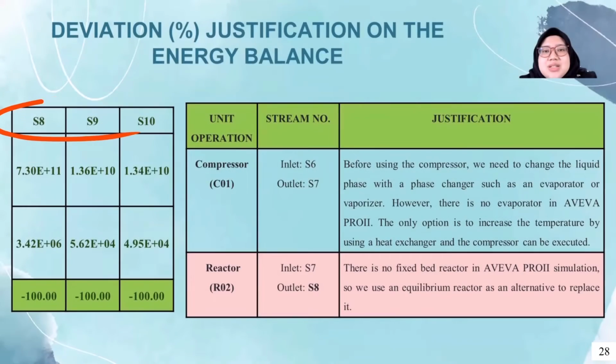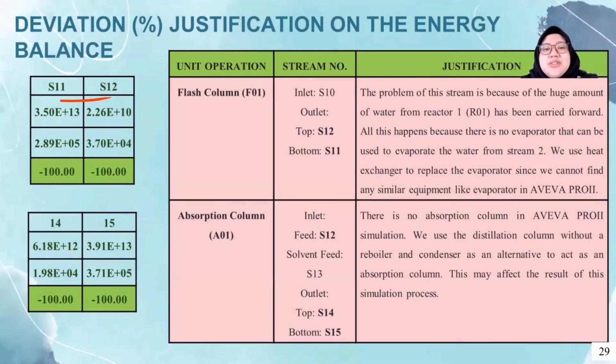So streams 8, 9, and 10 are related to the reactor. There is no fixed bed reactor in the AVEVA Pro 2 simulation, so we use an equilibrium reactor as an alternative to replace it. Streams 11 and 12 are related to the flash column. The problem with these streams is because a huge amount of water coming from reactor 1 has been carried out. All this happened because there is no evaporator that can be used to evaporate the water from stream 2 in AVEVA Pro 2.